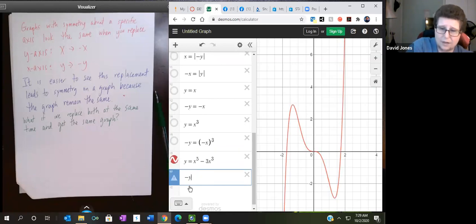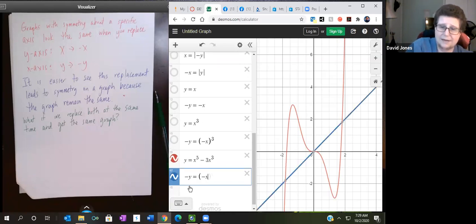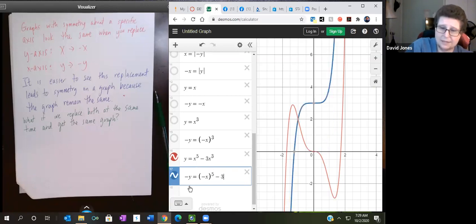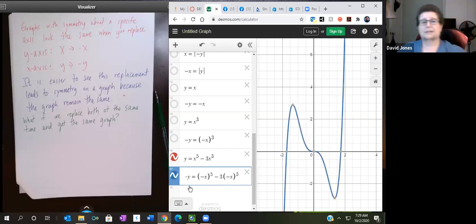And negative y equals negative x raised to the 3rd power minus 3 times negative x raised to the 3rd power. So I did the same thing here with a much more complicated function. I replace x with negative x and y with negative y. And notice the graph is the same.